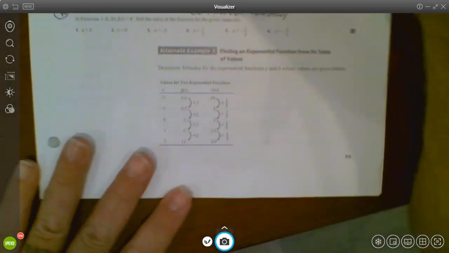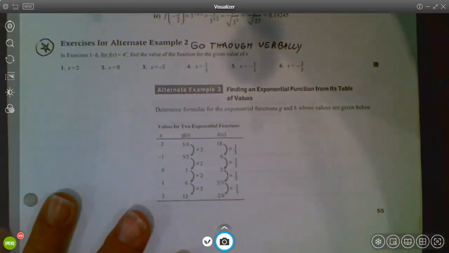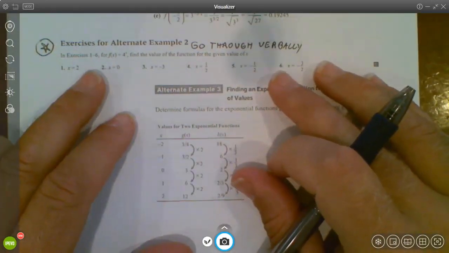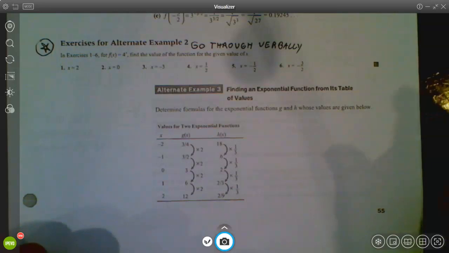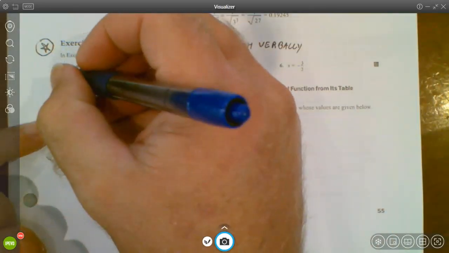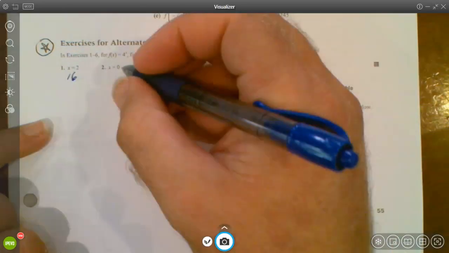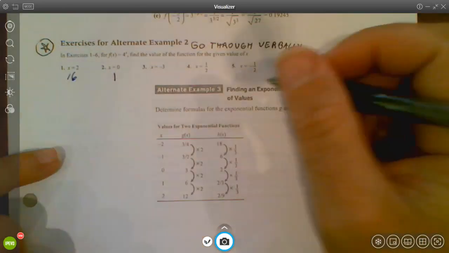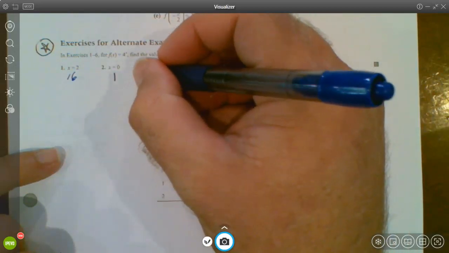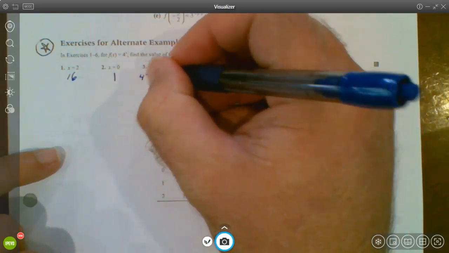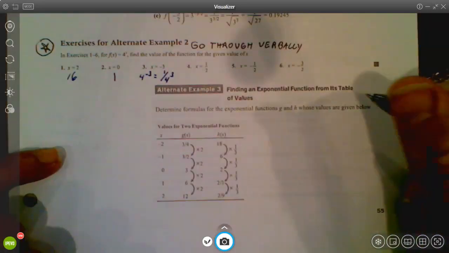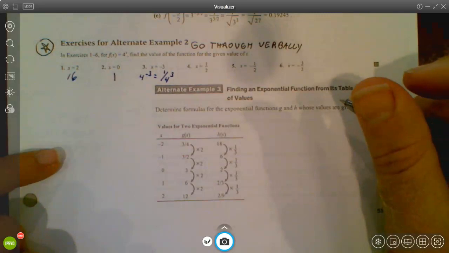Here are a few that you can try if you want some practice. You can pause and give these a shot. I'm just going to go through it real quick. This is now 4 to the x, so if I did 4 to the second power, obviously that would be 16. Anything to the 0 power is 1. If we did 4 to the negative third power, remember that just causes us to say 1 over 4 to the third. If you clean that up, you would just get 1 over 64.